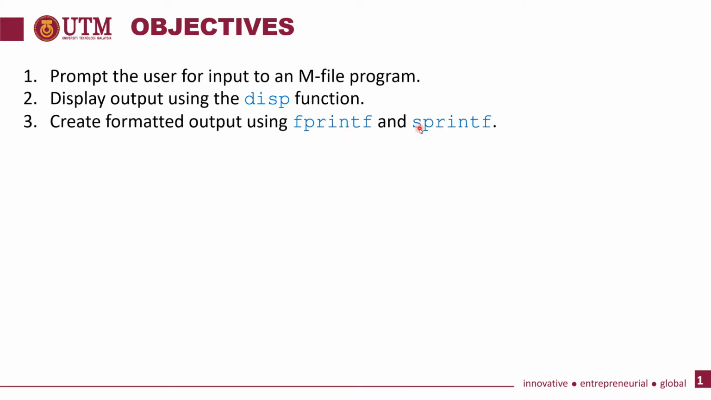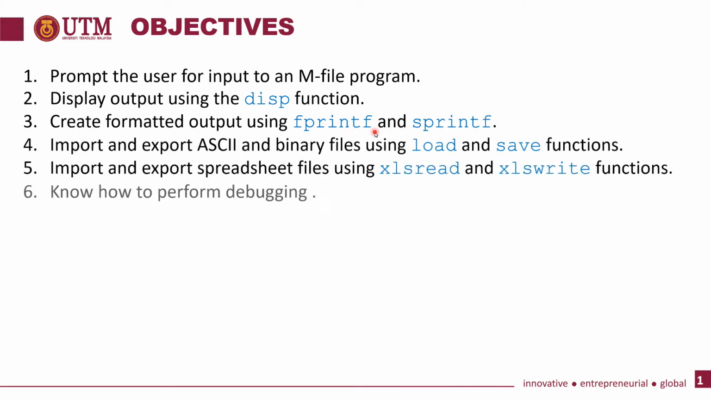Objectives 4, 5, and 6 you will not learn in today's lesson, but you will learn them in your next class. The fourth objective for this chapter is to import and export ASCII and binary files by using the load and save functions. The fifth objective is to import and export spreadsheet files using the xlsread and xlswrite functions, which is basically all about importing and exporting Excel files. And the sixth objective is to know how to perform debugging.